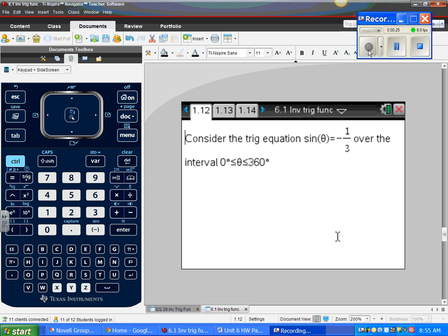Kind of? Okay, so we're going to talk about the trig equation sine theta equals negative 1/3. We want to solve it on the interval from 0 to 360. That means we want to look at all 4 of our quadrants and find the answers.